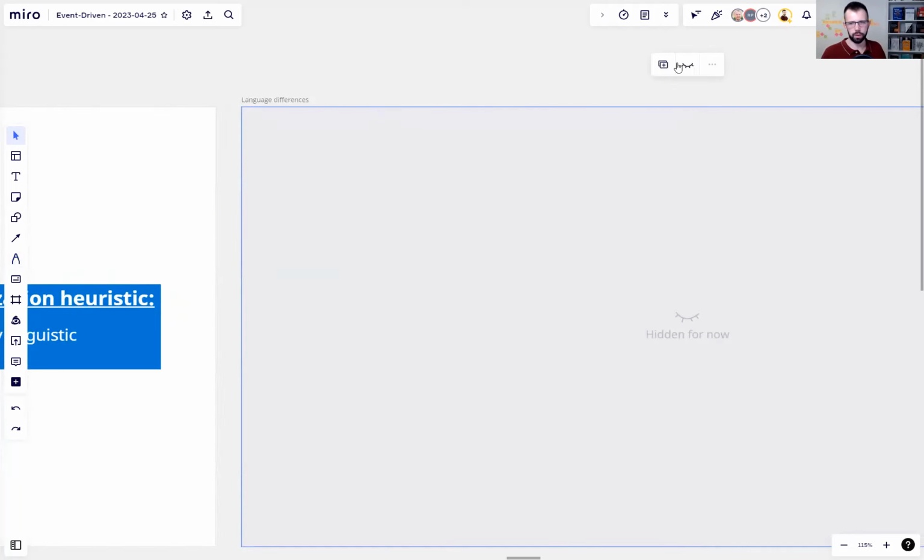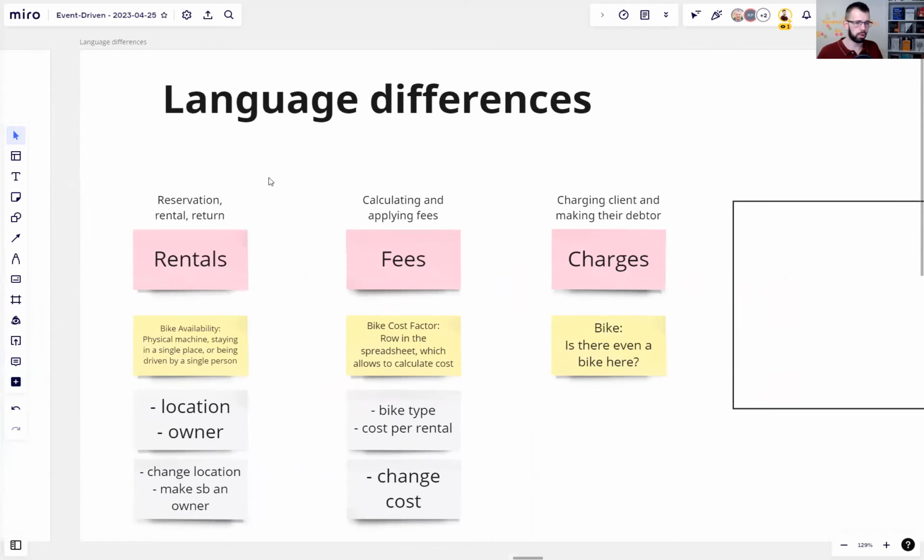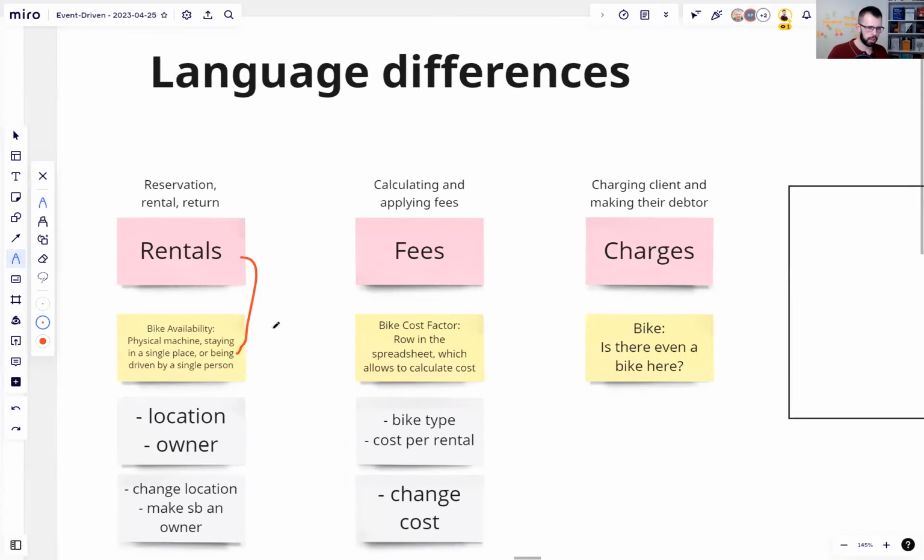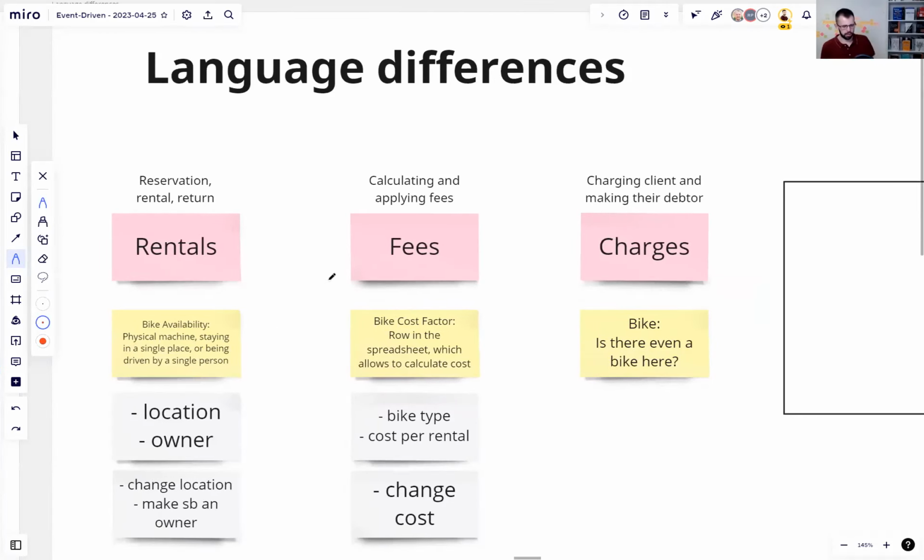So when we think about the differences, the bike in this third scenario becomes bike availability. We will focus on the physical aspects of the bike, like where it is staying, or whether it is being ridden by some other person. So we focus on the location of the bike, the owner of the bike, and then the behaviors of changing the location of the bike or making somebody an owner of it. This is our understanding of the bike in this module.